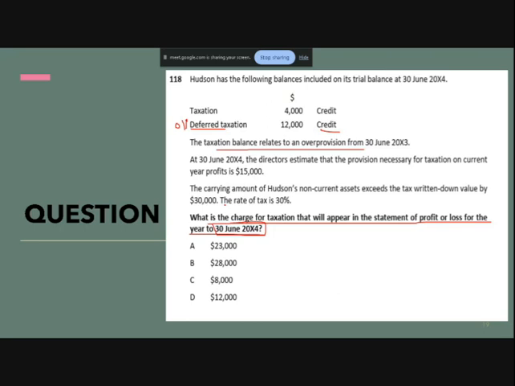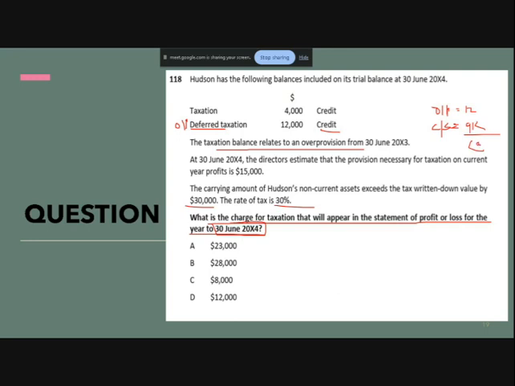Taxable temporary difference. Did you multiply this with this? Okay, so you got 9,000, right? So our closing balance is how much? 9k. Closing balance is 9k, and our opening was 12. So how much will you get as the difference for the movement in deferred tax?